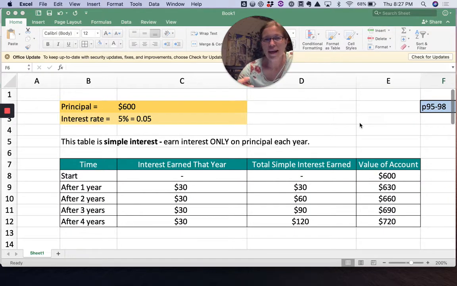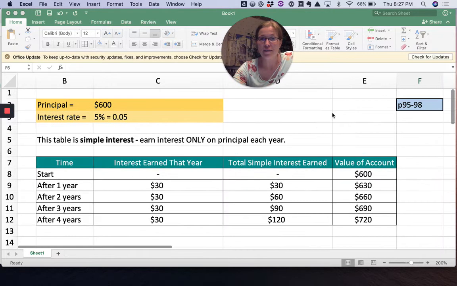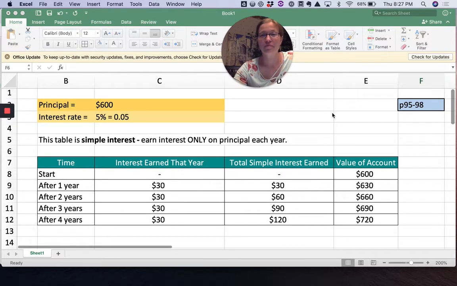So we have already learned about simple interest. Let's review that so we can build on that to learn about a new way of figuring interest. We're going to start on page 95 of our text. On that page, you'll see an example that includes a table that looks really similar to the one I've got on the screen, except you'll notice that I've added a column.